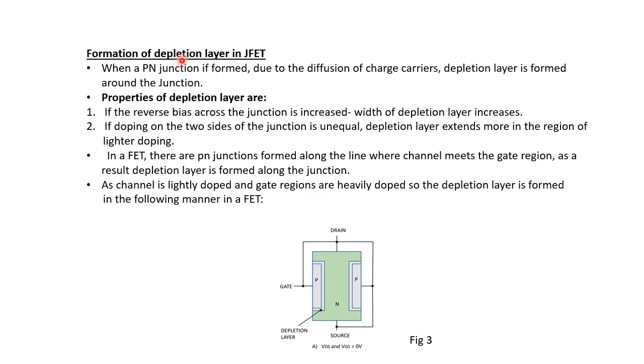Now we will study the formation of depletion layer in a junction field effect transistor. We know that when an ordinary PN junction is formed, due to the diffusion of charge carriers, a depletion layer is formed on the two sides of the junction. We know that on the P side, the holes are the majority charge carriers, and on the N side, electrons are the majority charge carriers.